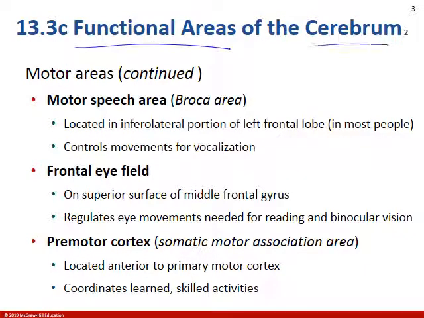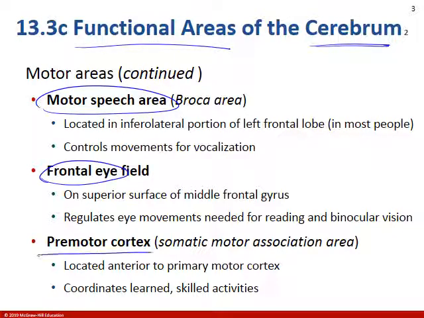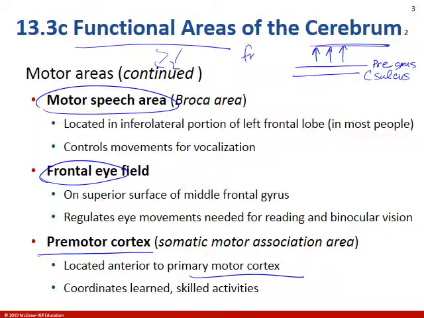There are other functional areas within the cerebrum. So there's the motor speech area, there's a frontal eye field, there's a premotor cortex. So this is in front of that primary motor cortex that we just talked about. So if this is your central sulcus, and this is your pre-central gyrus, anything outside of that gyrus could be one of these other functional areas. So remember, we have all of the frontal lobe that is sending out motor messages. So it's not just this pre-central gyrus that we have to worry about. There's lots of other functional areas in the frontal lobe.